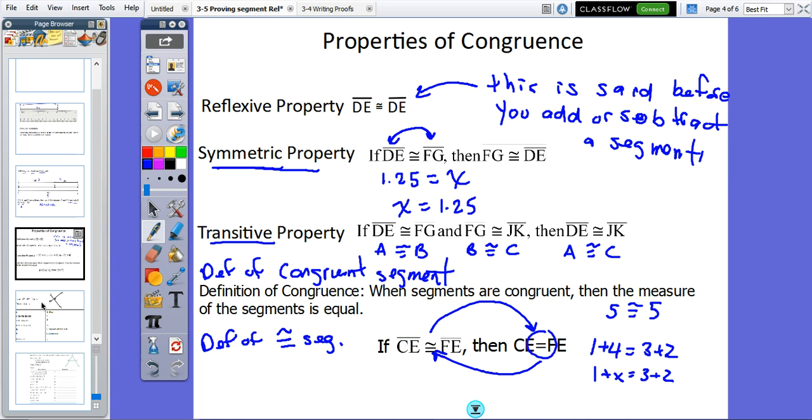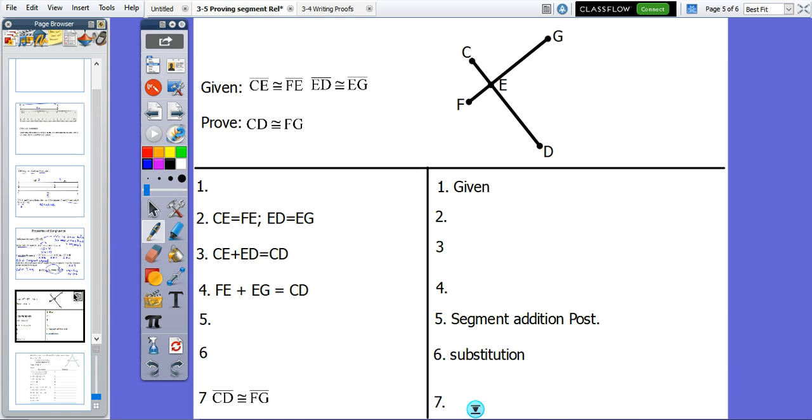So let's do two problems together. First problem here. In blue, it says that CE is congruent to FE, and then ED right here, this part of the segment, is congruent to this part of the segment, EG. The goal, what we're trying to prove, is that the entire thing is equal to the entire thing. In our heads, we say, well, yeah, they're the same. If I put the two parts together and put these two parts together, since they're congruent and congruent, then it has to be the same. Well, let's prove that.